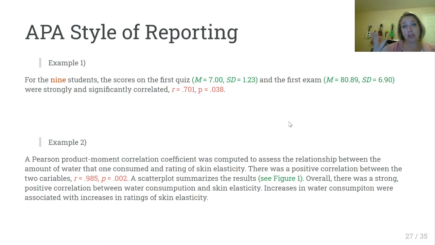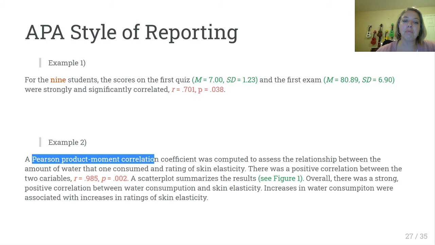Here's a second example of reporting. In this first one, I just said that they were correlated and reported the R value. It would probably be better if we had enough words. So for a thesis or dissertation, call it a Pearson product moment correlation coefficient. It's always better to give the full name, unless you have to cut words for a journal article.